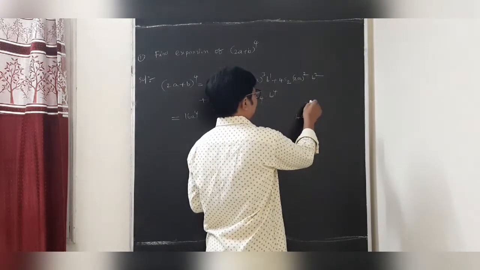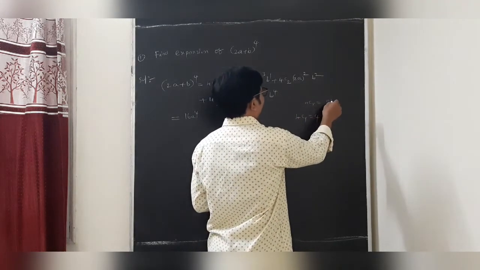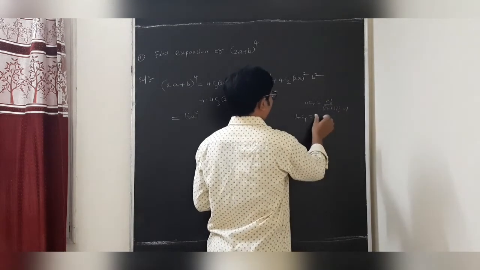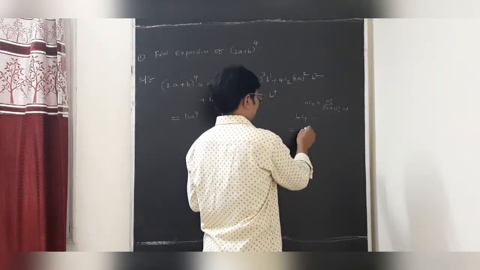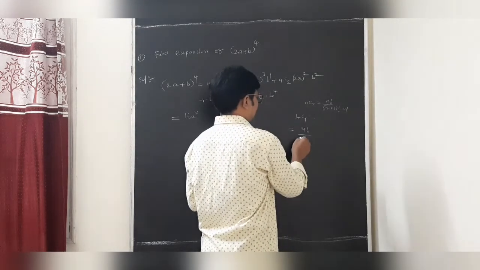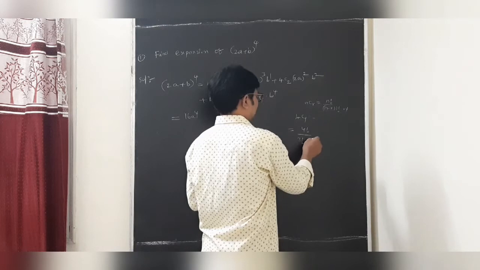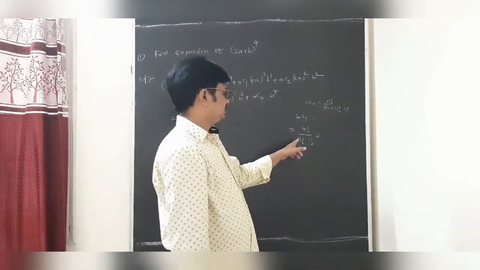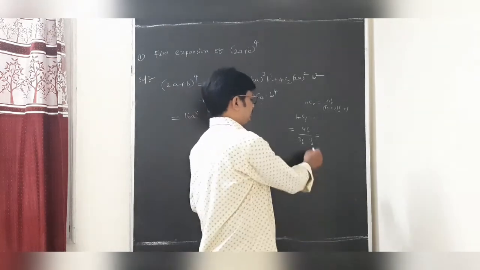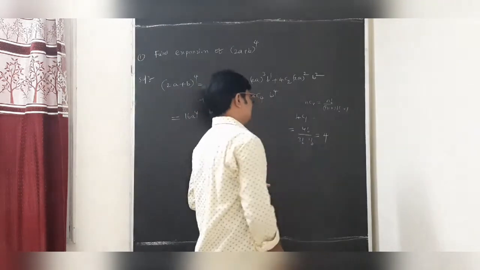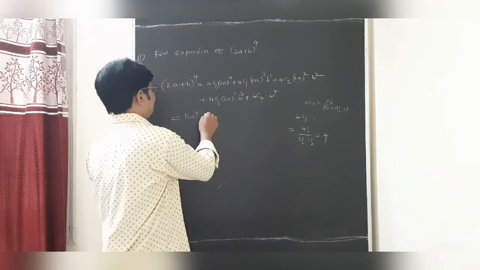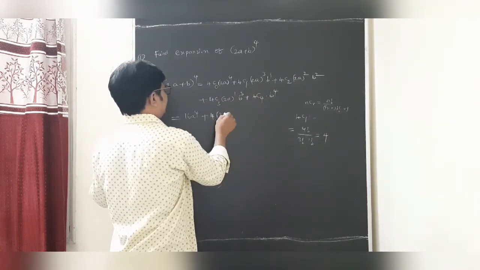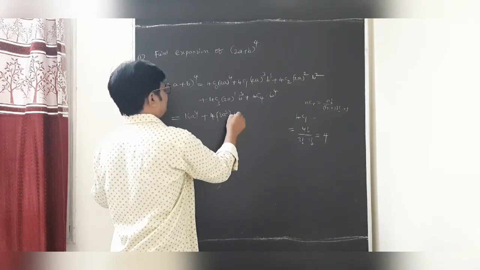How? nCr is n factorial by (n minus r) factorial into r factorial. So 4 factorial by (4 minus 1) that is 3 factorial. This is 4 into 3 into 2 into 1, and 3 into 2 into 1 cancel. 1 factorial is nothing but 1. So this is 4. So directly we can write 4C1 is also 4. This is 8a cube into b.